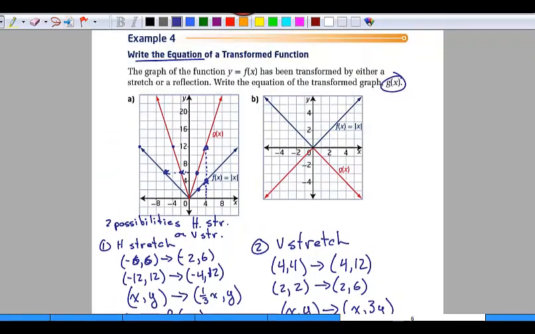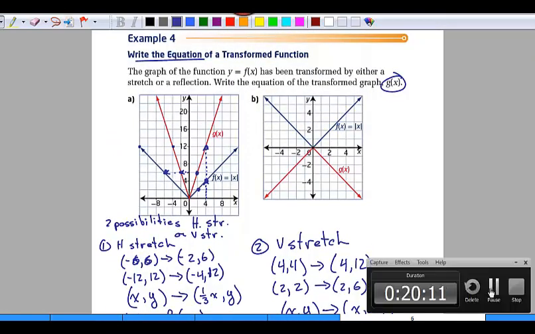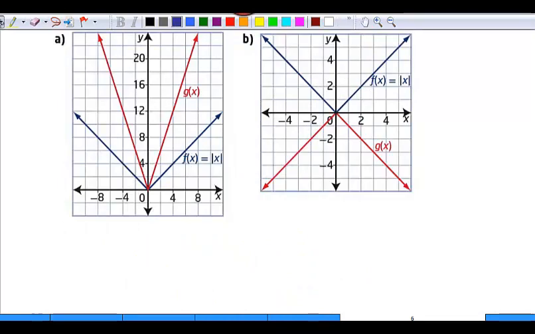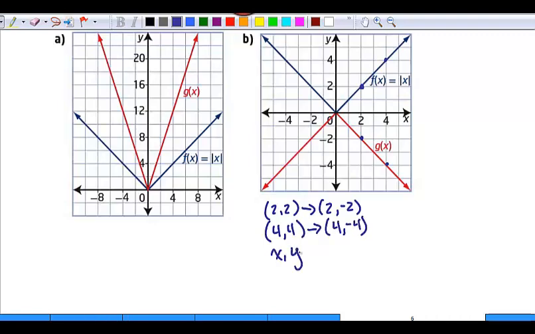In the second one, we don't have any stretches or compressions because the shapes are the same. All we have is a reflection across the x-axis. So again, if we look at convenient points in mapping, this allows us to figure out what that factor is, or how to write the reflection. You'll notice that 2, 2 becomes 2, negative 2, 4, 4 becomes 4, negative 4. That means x, y becomes x, negative y. And it's the output function that's being multiplied by negative 1. So g of x equals negative f of x, or g of x equals negative the absolute value of x.